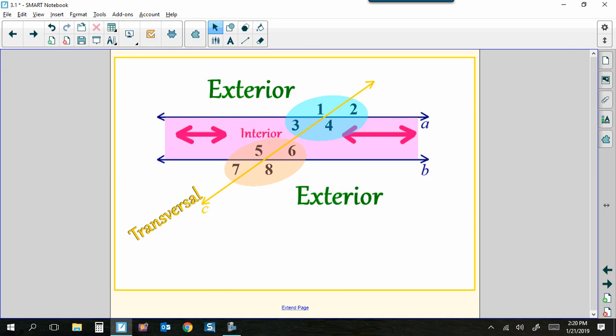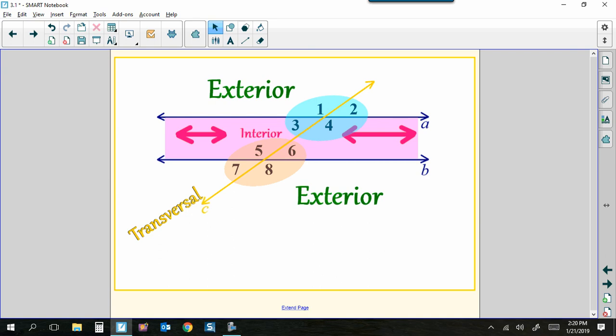You ready for this? Angle 2 and angle 3 are vertical angles. So a little review from lesson 1.2. I'll give you another one. Angle 6 and 8 are a linear pair.